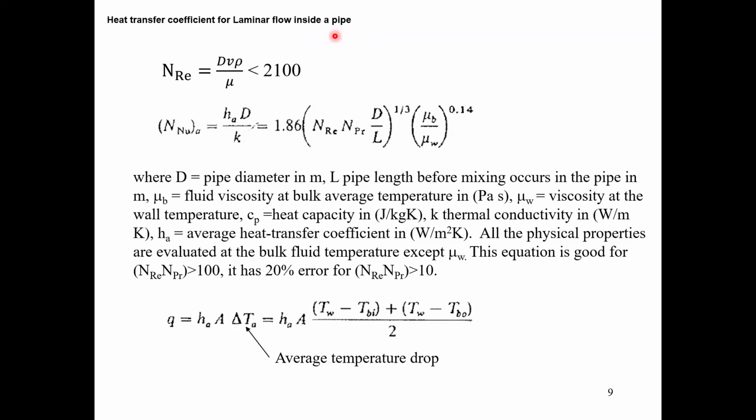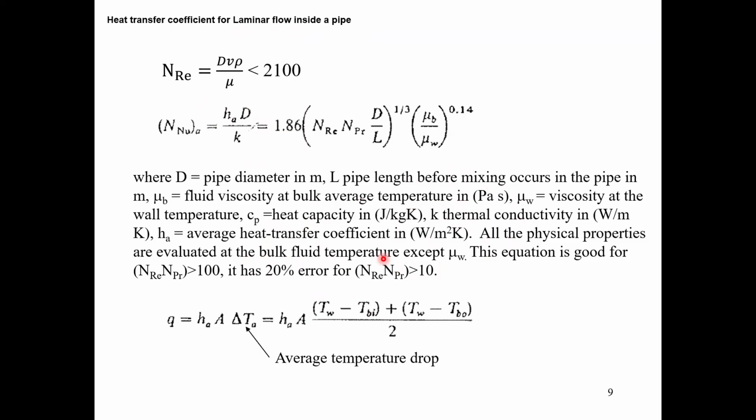So if you have a case where laminar flow is happening inside a pipe, you could use this formula and calculate your heat transfer coefficient. The properties are listed over here, along with the temperature at which you will be estimating them. All of these properties are listed over here. You can take a look at that.